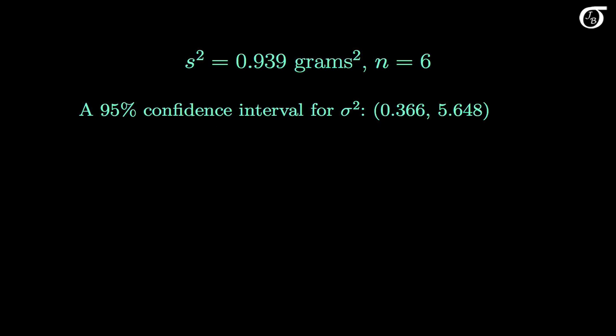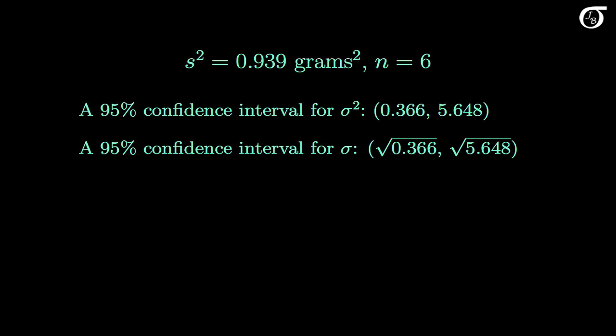If we wanted a 95% confidence interval for sigma, the population standard deviation, we would simply take the square roots of the endpoints of the interval for the variance. So now we have some idea of the variability of the fat content in this type of chicken sandwich. This was an estimation problem, and there wasn't a natural hypothesis that we wished to test. So we'd typically be finished with our analysis at this point.